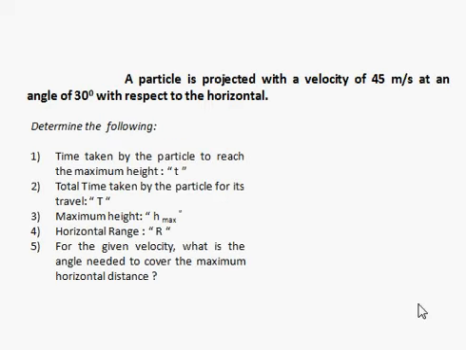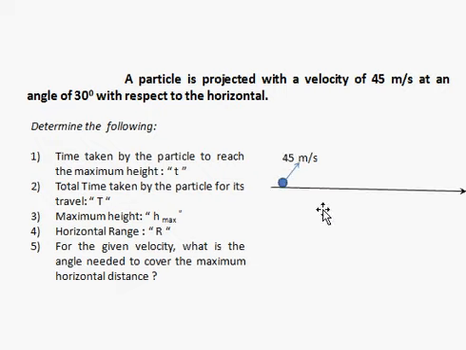Welcome. Let us see a problem on projectile motion. A particle is projected with a velocity of 45 meters per second at an angle of 30 degrees with respect to the horizontal. Now, let us see how the particle travels in space.